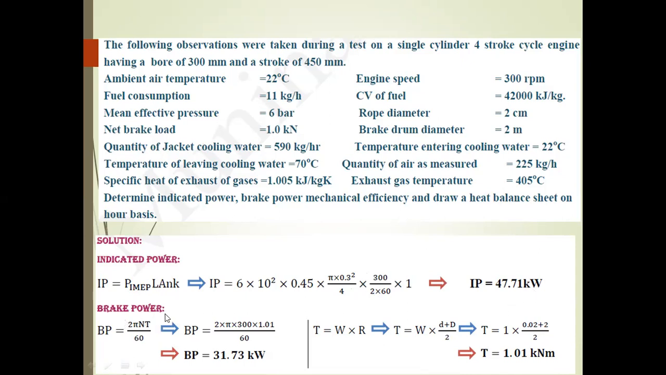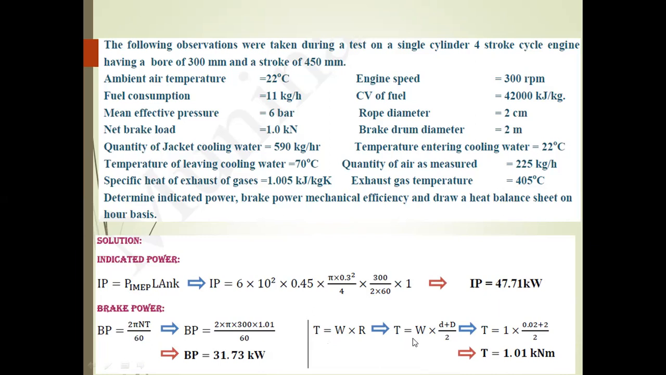So next we can find out the brake power. Already the brake power is equal to 2 pi N T by 60. The brake power is 2 into pi into N, which is 300, and the torque is 1.01 kilonewton, divided by 60. So finally we get 31.73 kilowatt. After that, with the help of this torque, the torque is equal to weight into radius.